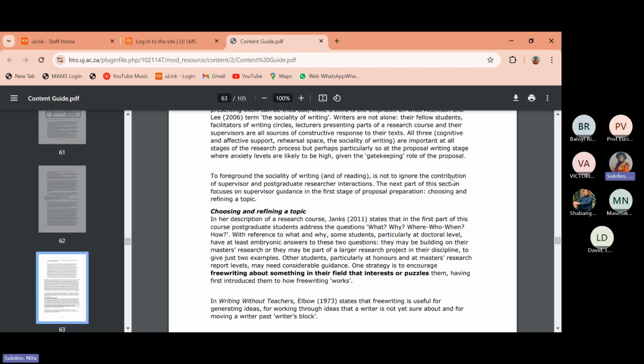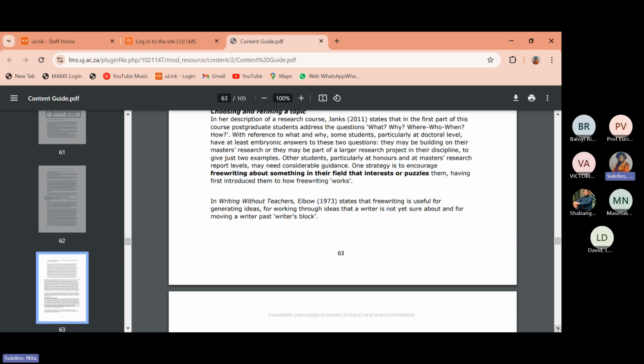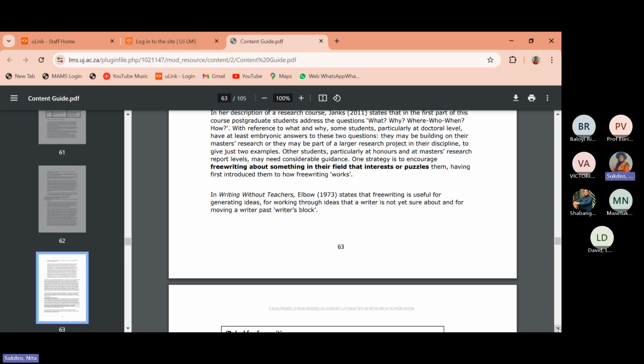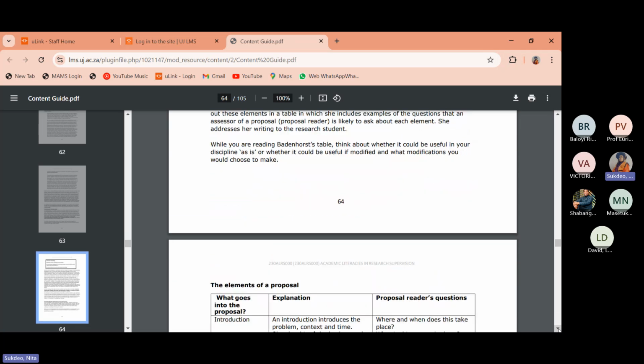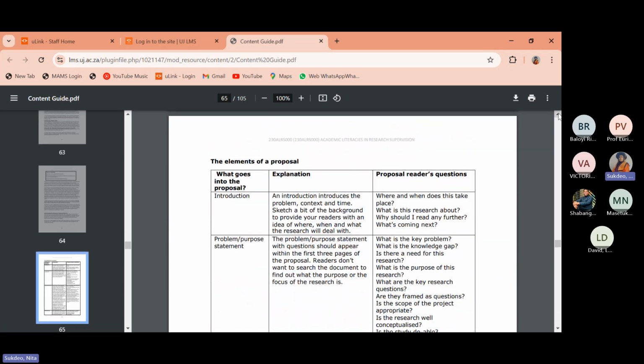Then I want to bring you to, we spoke about choosing and refining the topic. This is where the topic will change or evolve over time. I don't want to say change, I'm going to say evolve, because you're making it better, right? What I wanted to bring was the elements of a proposal, right?